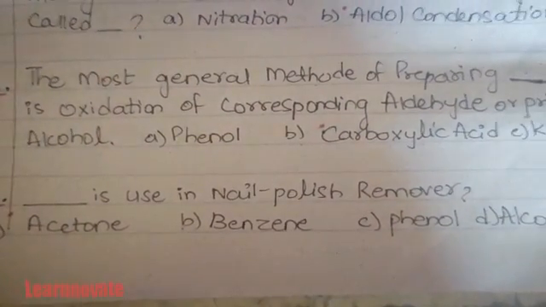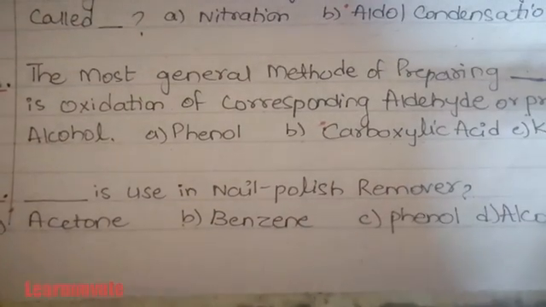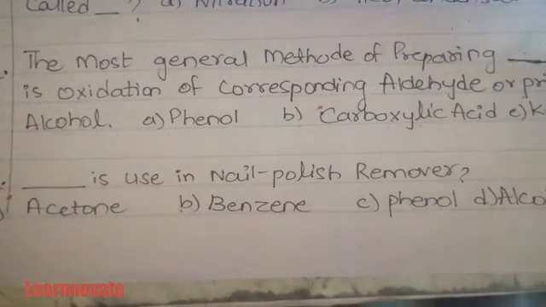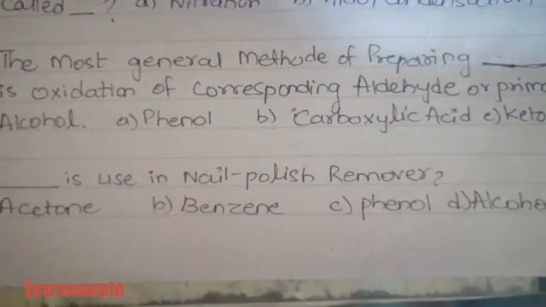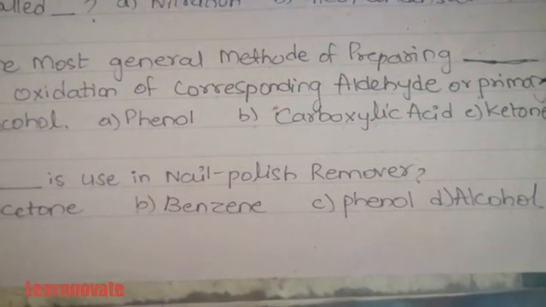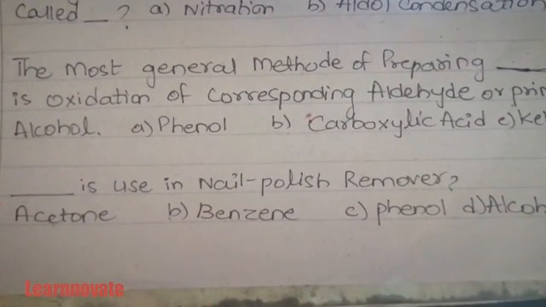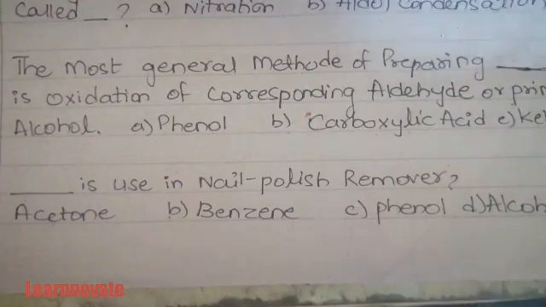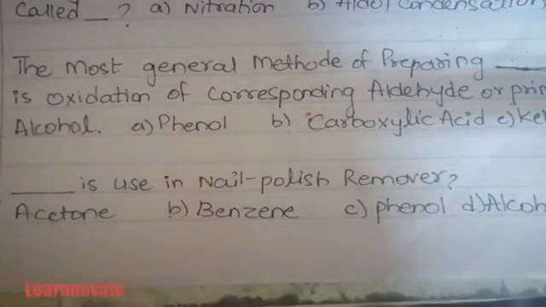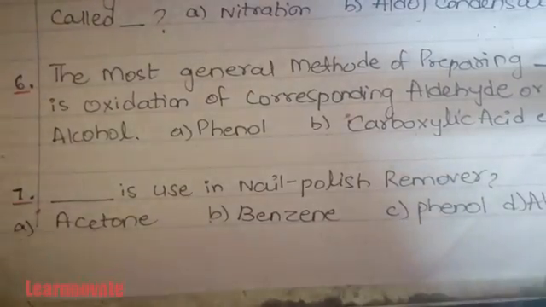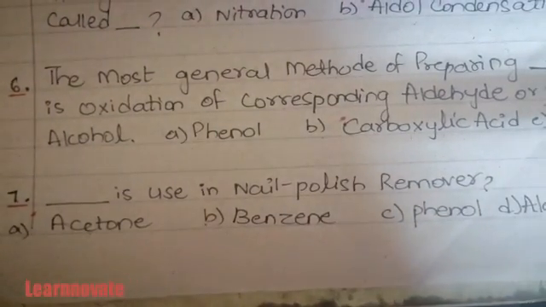Coming to the last question, which of the following compounds is used as a nail polish remover? And I told you that if you know the uses of all of the compounds given in the options, acetone, benzene, phenol, and alcohol, you will get to know which of them is used as a nail polish remover. Because of its reactivity, acetone, that is option A, is correct for question number 7. It is used as a nail polish remover.